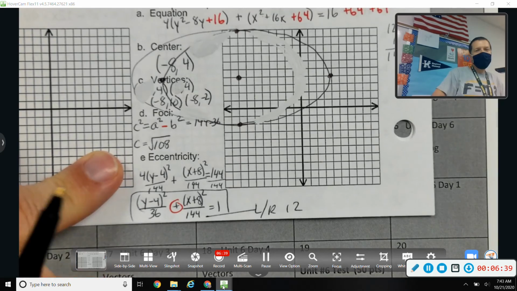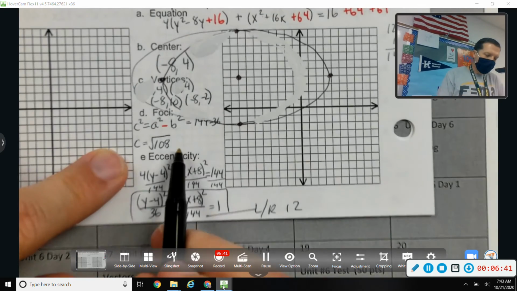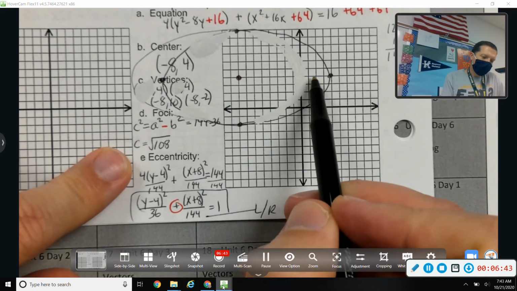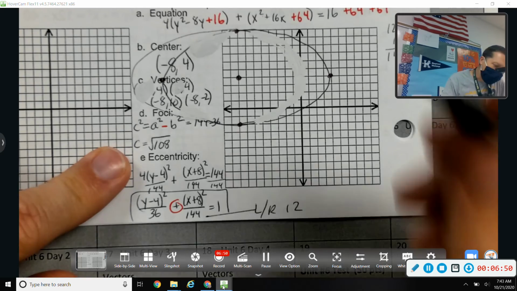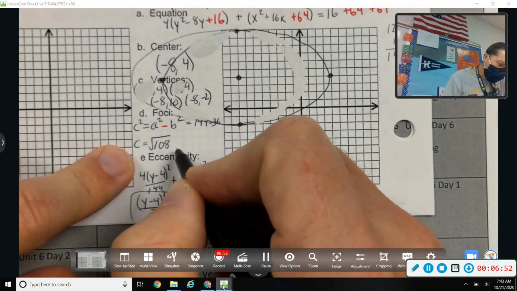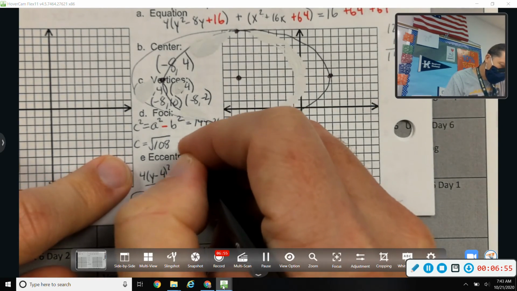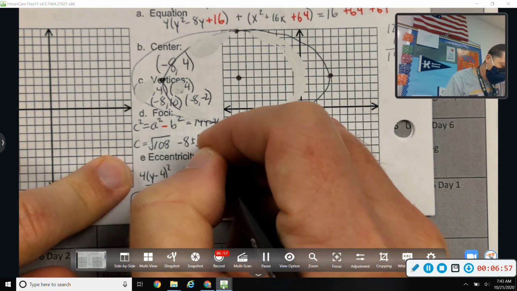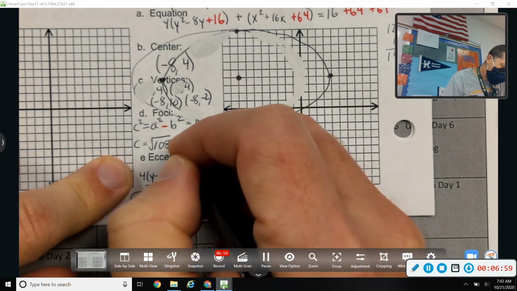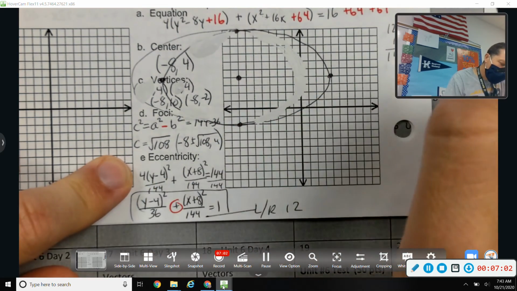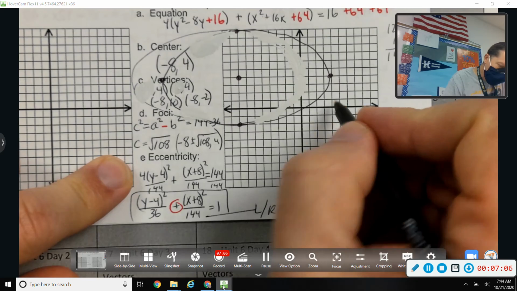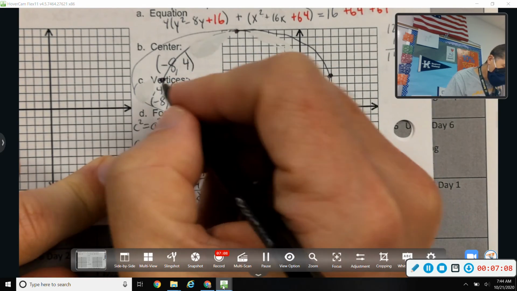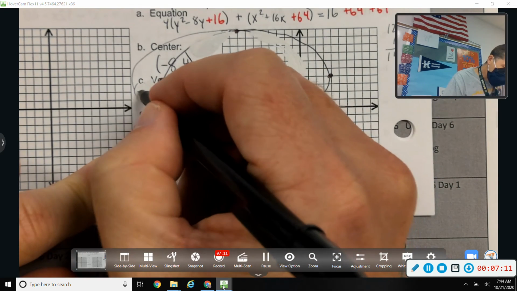And again, I caught that because c is a little bit more than 10, and that would have put my foci outside of my ellipse, and that's when I knew that I did something wrong. Wish I could say I did that on purpose, but I didn't. So left and right square root of 108, that means I'll adjust the x coordinate. And then I need to go back and change my vertices to be 4, 4, and negative 24.